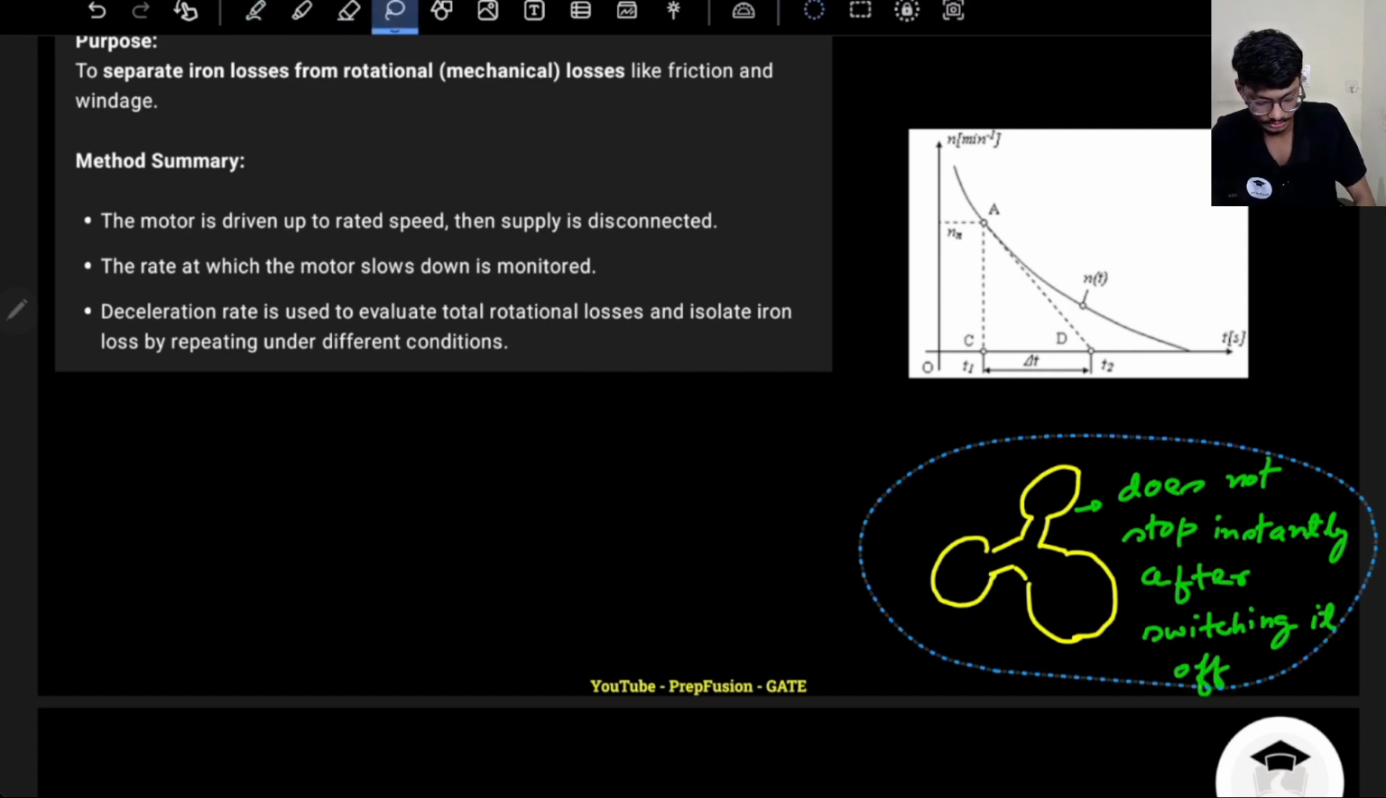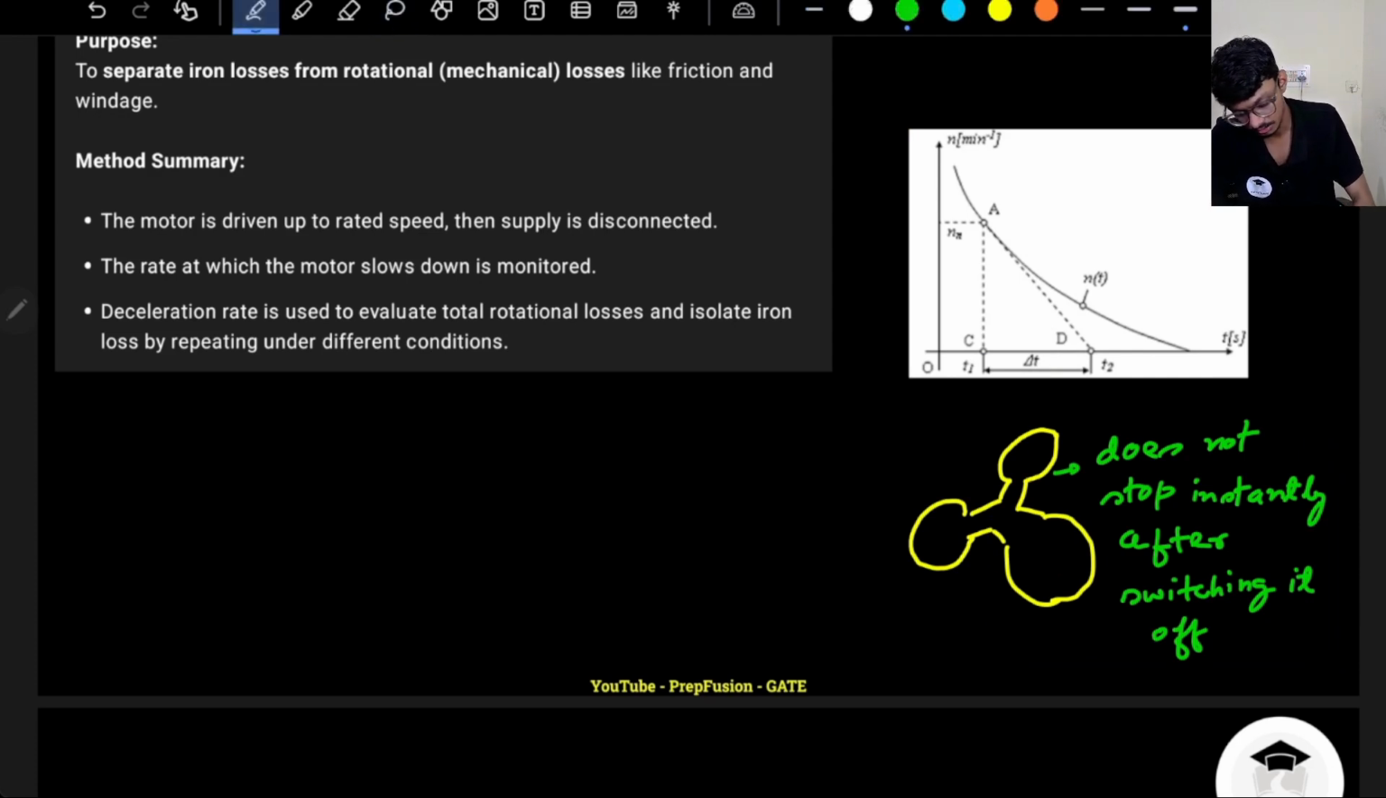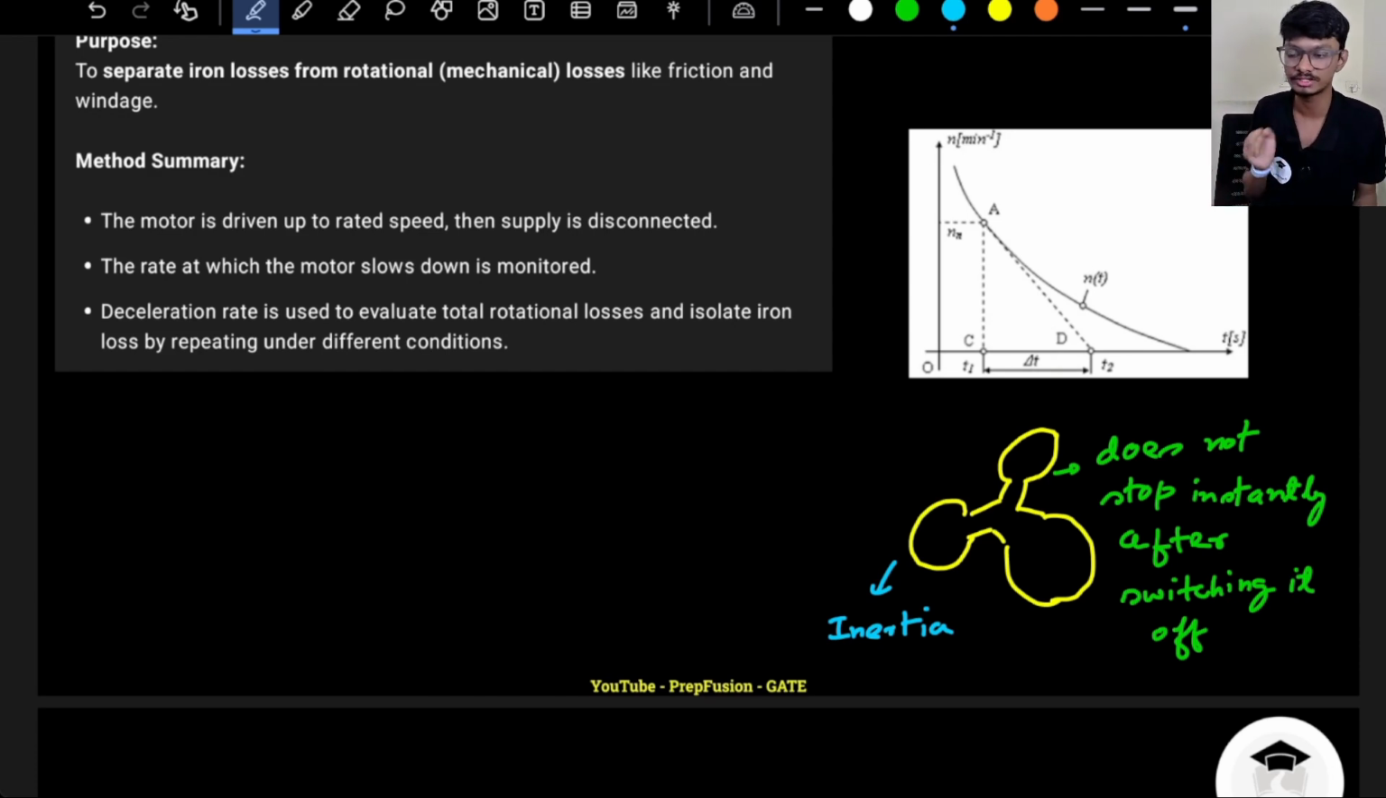Okay, it does not stop instantly after switching it off, right? Why does it not stop instantly? Because the fan will have its own inertia. So it does not stop instantly; it comes to a stop, but after a while. So from there, actually, I will be able to find out the rotational losses, because they are kind of constant. We'll assume it to be almost constant, so we can find it out.